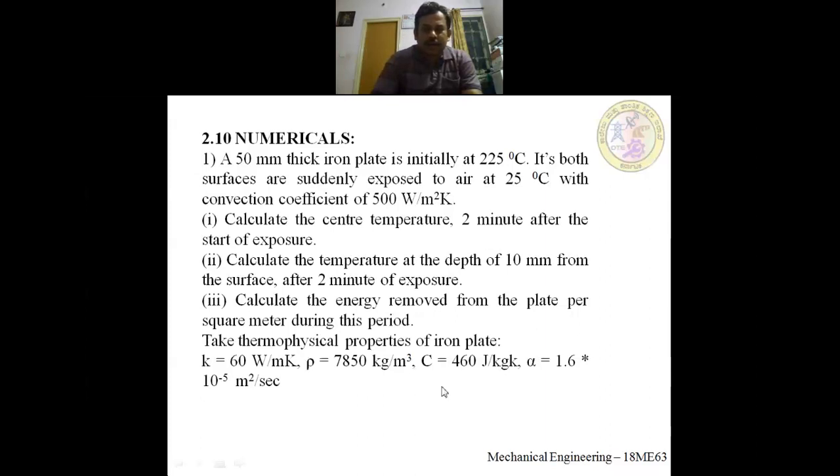Also, for the properties of the iron plate, they have given thermal conductivity of 60 watt per meter Kelvin, density rho 7850 kg per meter cube, specific heat 460 joules per kg Kelvin, and thermal diffusivity alpha equal to 1.6 into 10 to the power of minus 5 meter square per second. This is a problem on a plane wall because they have given a thickness. There is an iron plate, the initial temperature is 225, which I will represent by Ti, and the ambient temperature is 25 degrees Celsius with h equal to 500 watt per meter square Kelvin.